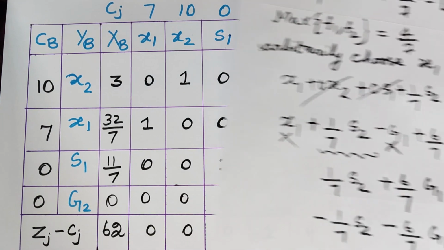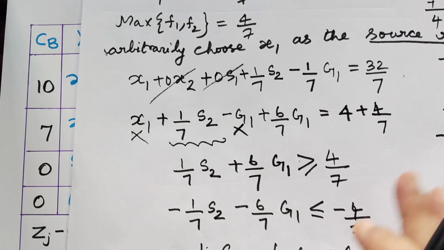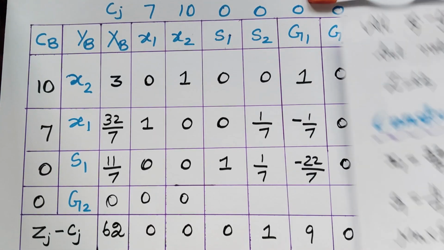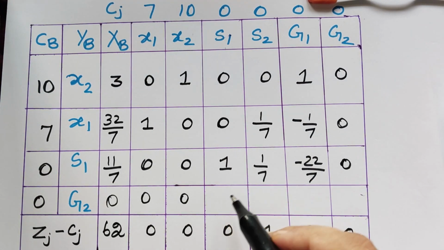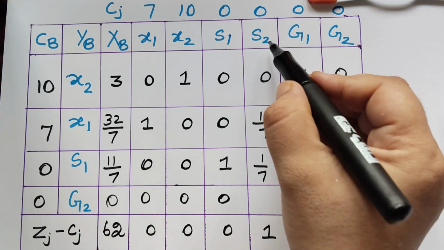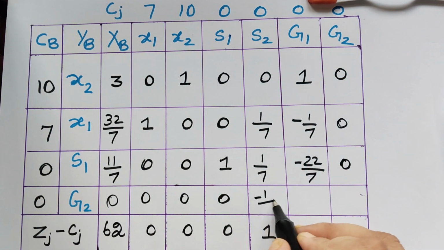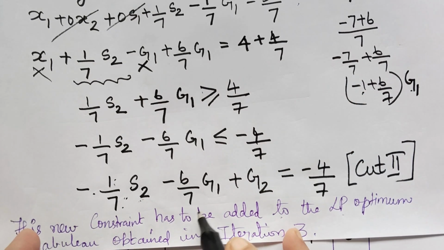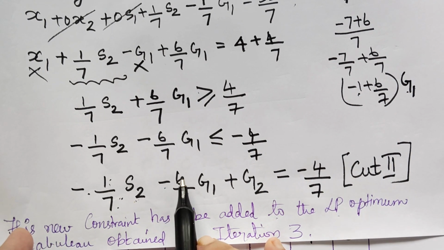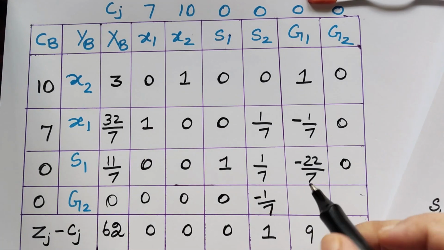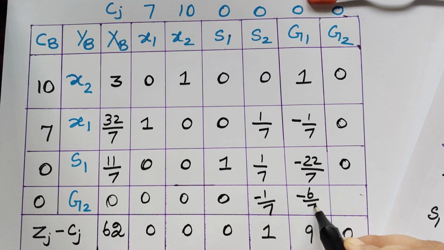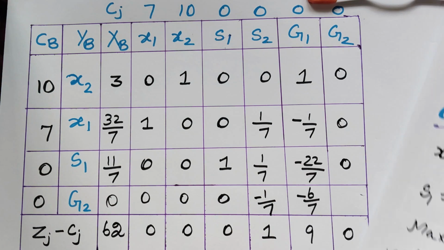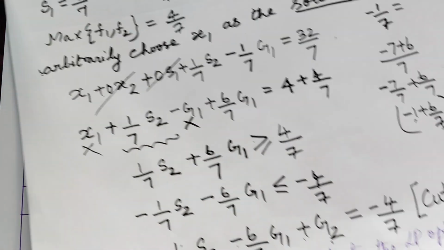S2 has a coefficient minus 1 by 7. And then G1. What is the coefficient of G1? It is minus 6 by 7. So this will have minus 6 by 7. And what is the coefficient of G2? It is 1. So 1. And what is the right hand side? Right hand side is minus 4 by 7.